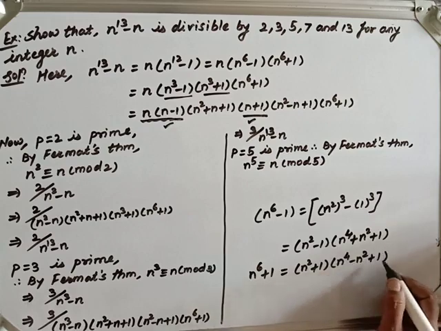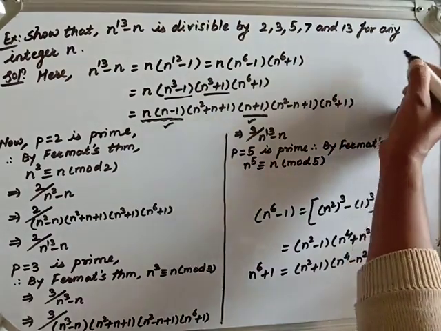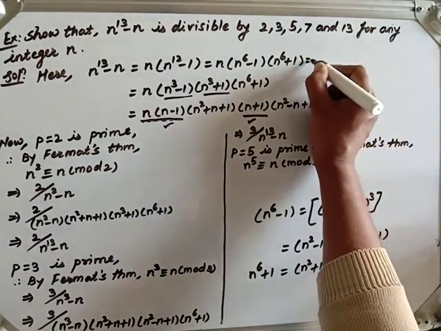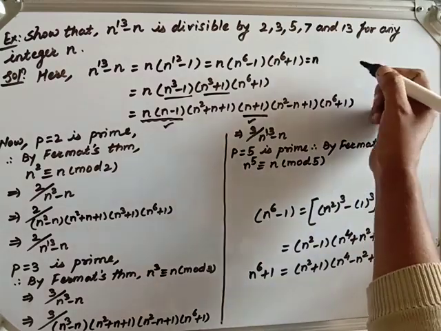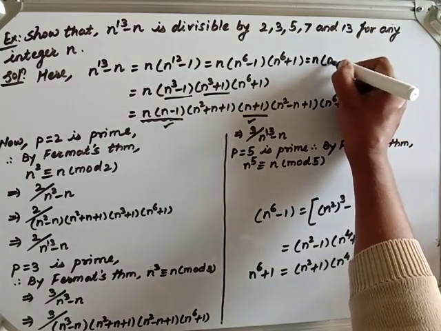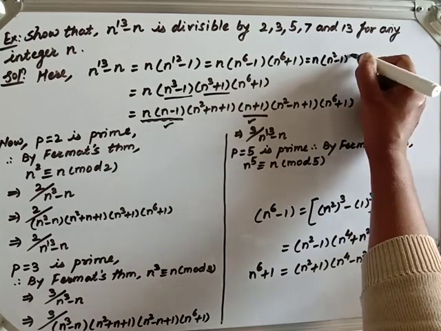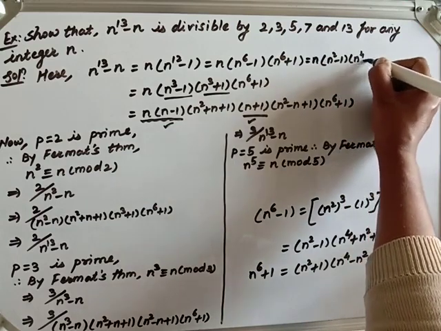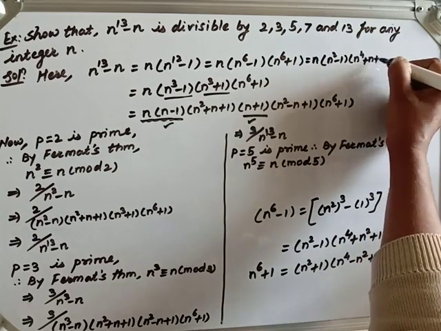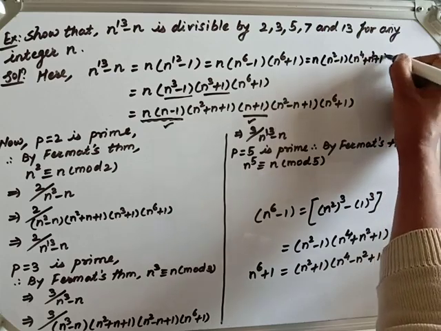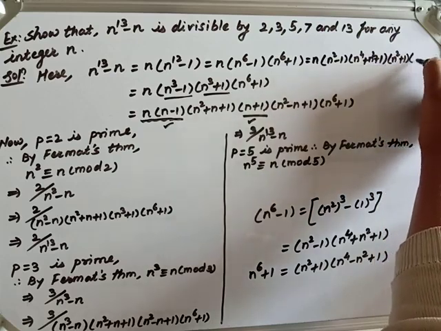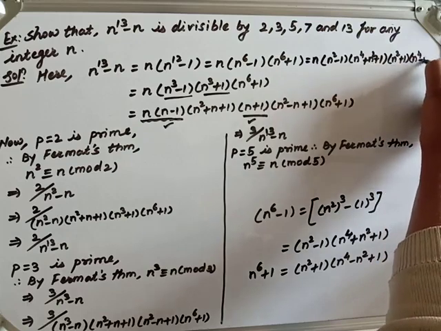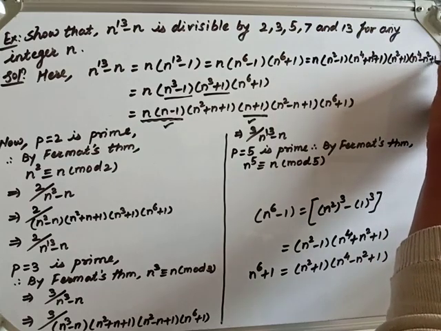As such, we can write the factors of them. So let me write that form also here. This is equivalent to n into what? n into this one, n square minus 1 into n raised to 4 plus n square plus 1 and n square plus 1 into n raised to 4 minus n square plus 1.